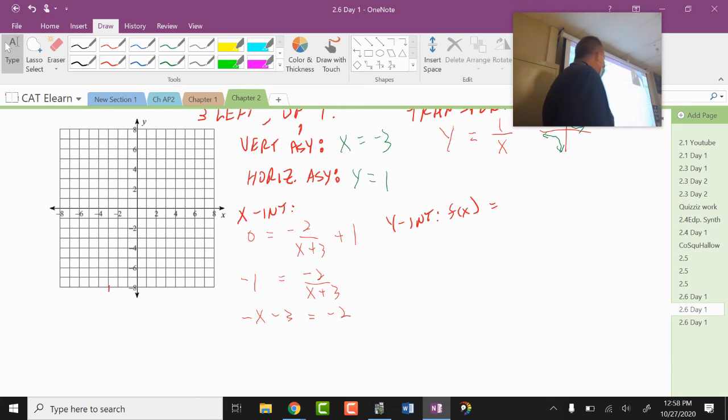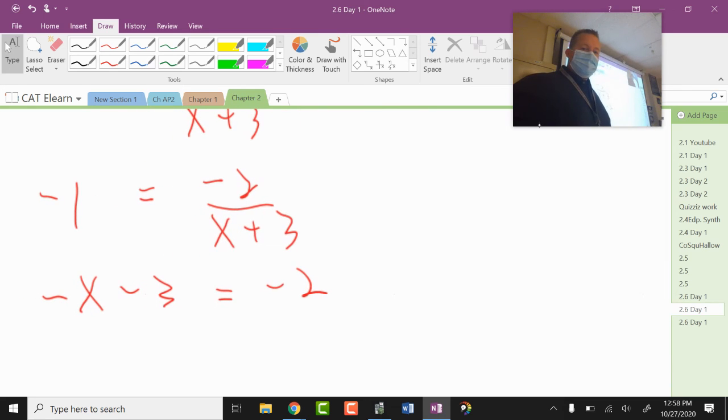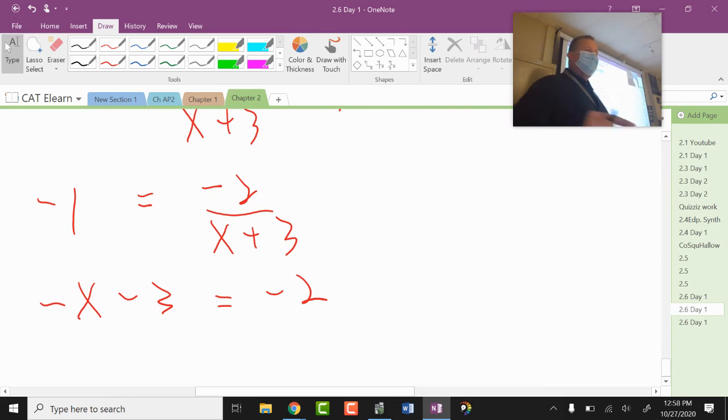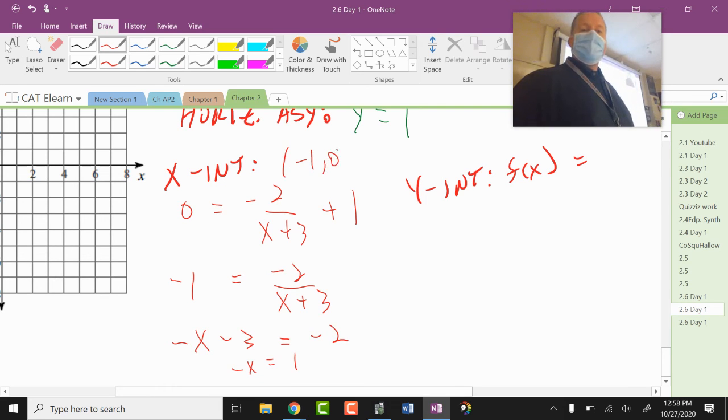Is it my writing? No, my eyes. Does this help? Yeah, add 3. Oh, it's -x equals 1. So then what does that mean x equals? -1. So it's -1 comma 0. We should write that as a coordinate.